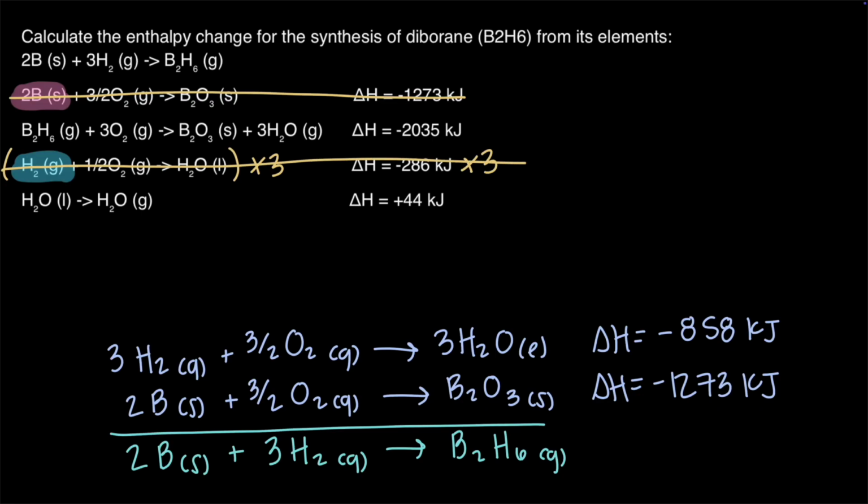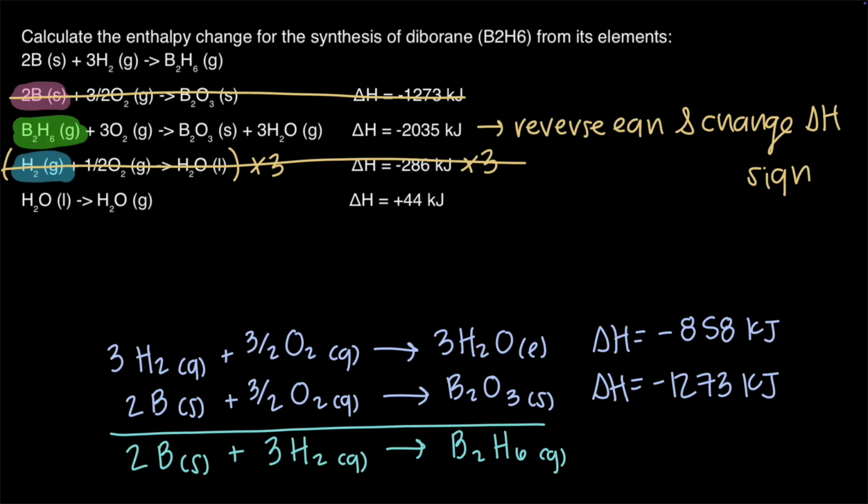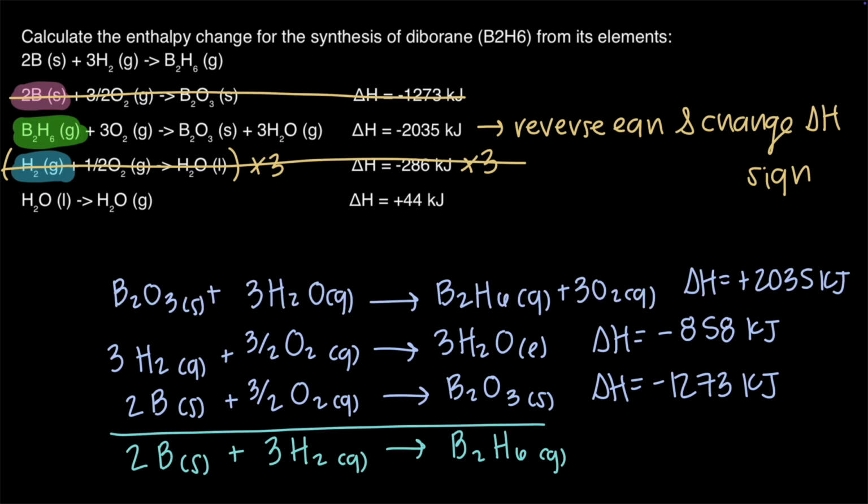Next is B2H6, only found in the second equation. In the final equation, we have 1 on the product side. In the given equation, we have 1 on the reactant side. We have the correct amount, but it's not in the correct place. We can reverse the equation and change the sign of delta H. The new equation will be B2O3 plus 3H2O forms B2H6 plus 3O2, and the new enthalpy value will be 2035 kilojoules. Now let's look at what we have.